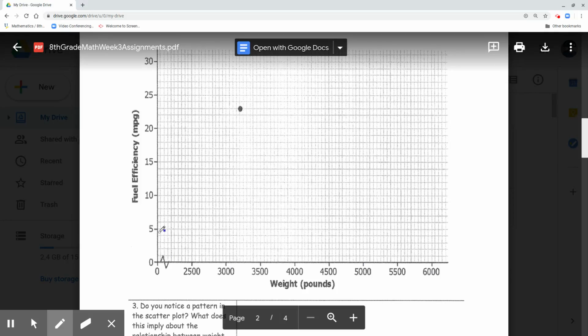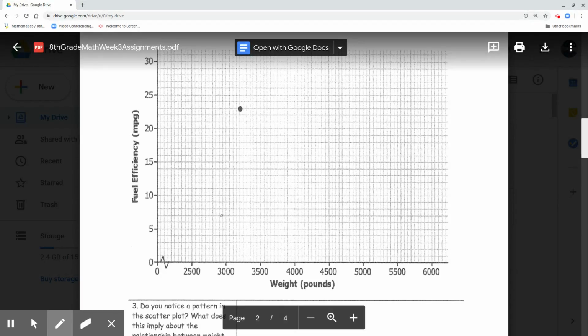Let's look at what was decided on as a scale for the fuel efficiency. So in case you didn't notice, it's actually going up by 1 every time to include all numbers from 0 through 30. So we're going up by 1, 2, 3, 4, 5, and then 6 through 10 is the next portion, 10 through 15 is the next. So the scales make sense with the numbers that were listed.